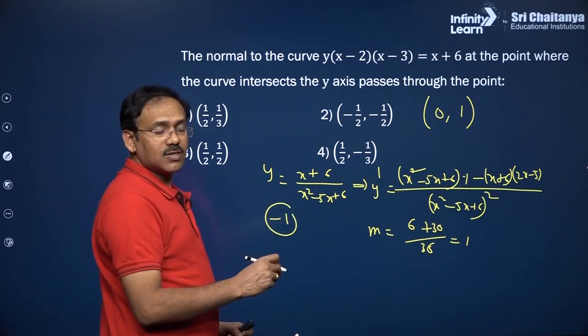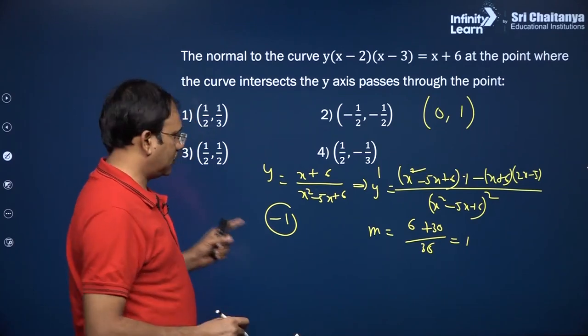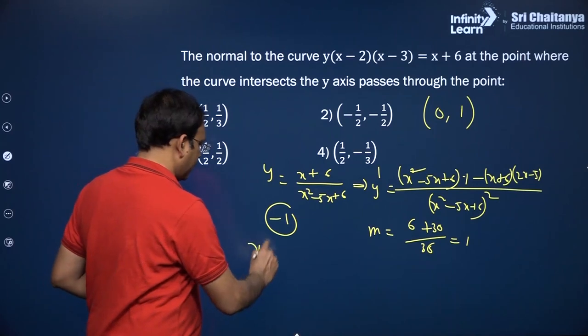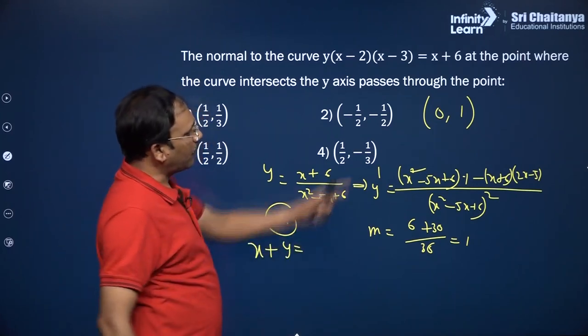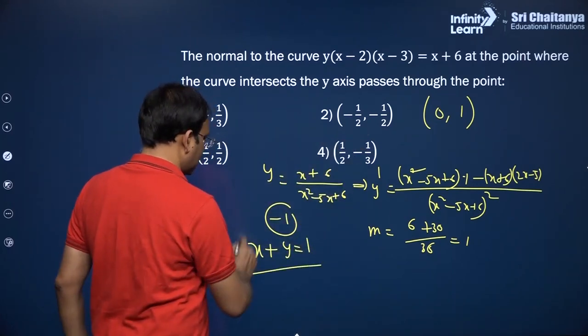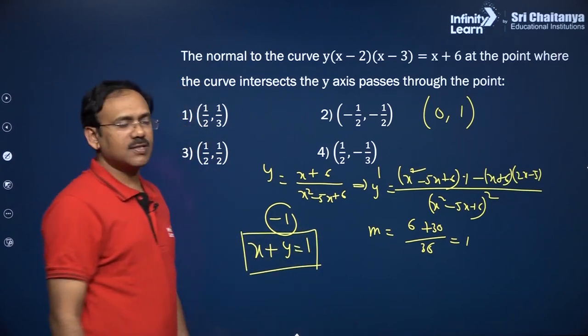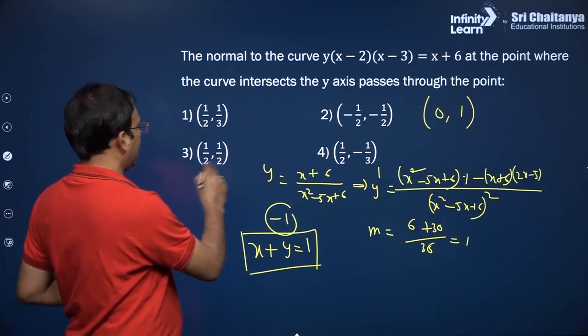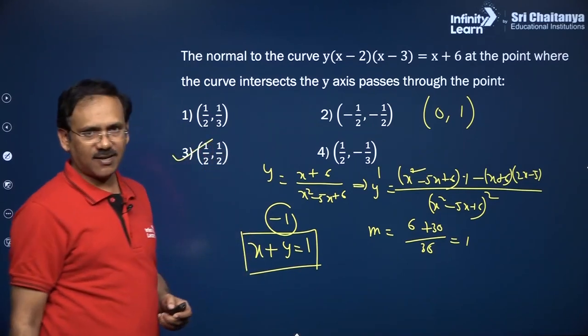So I want the equation of the normal. A line with slope minus 1 must be like x plus y is equal to a constant, passing through the point (0, 1). X plus y is equal to 1 is the required line. So how many of these will satisfy this? X plus y is equal to 1 means the third option is the right answer.